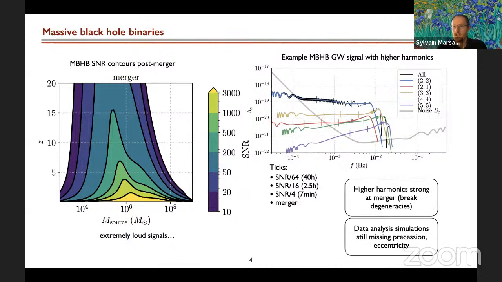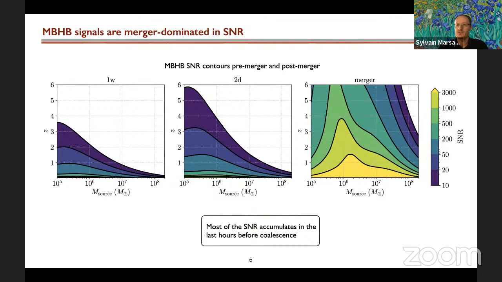In particular, higher harmonics in the signal enrich the structure of the signal. They play a crucial role in breaking degeneracies. And one should say that most waveform simulations for now are still missing precession and eccentricity, which will be important to include in the future. So those results are not, say, definitive.